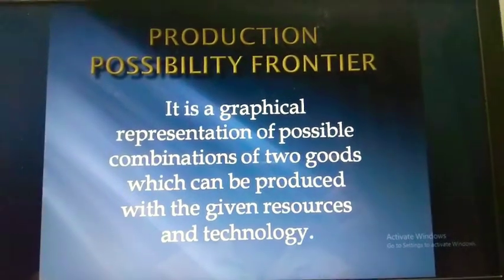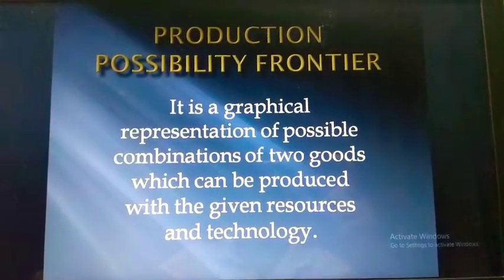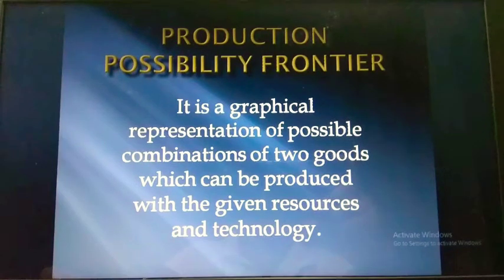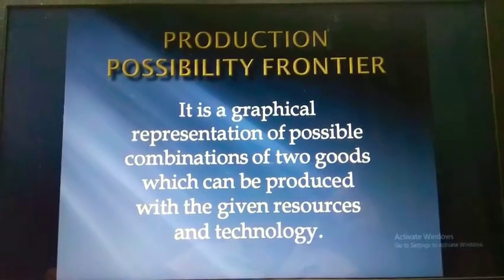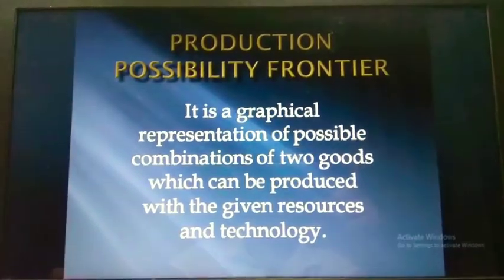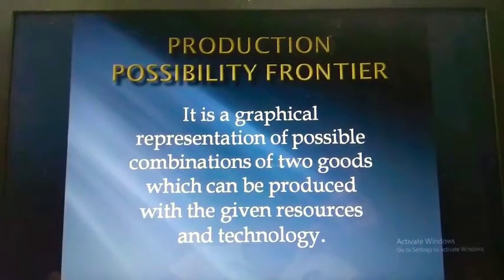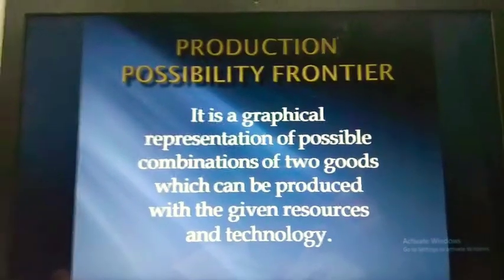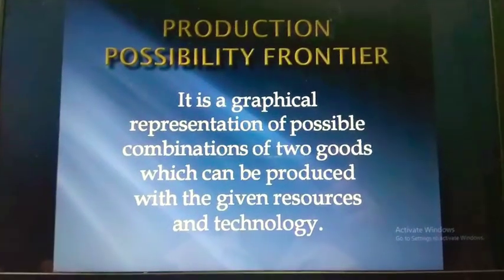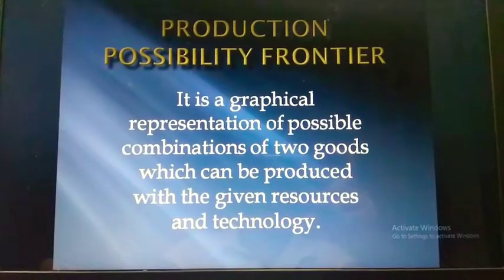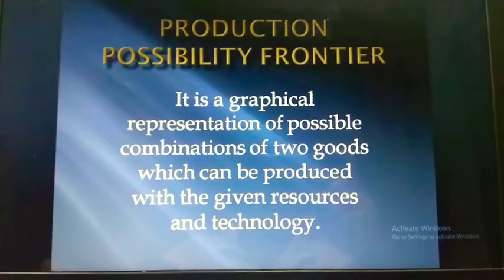Today, I'm going to take a new topic in the third lecture, that is production possibility frontier. Now, what is this? First, let us know the alternative name of this. It is also known as production possibility curve, transformation boundary. Now, what does it mean? It means it is a graphical representation.